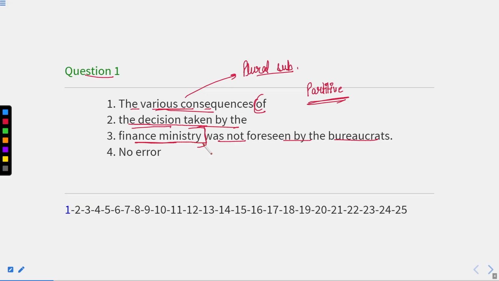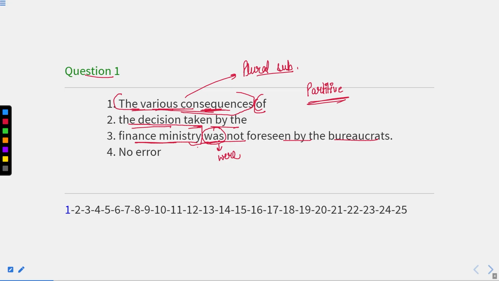Now we know well that we should use the verb according to the subject. If you see this sentence, you will find that various consequences is the plural subject. After that we find the word "was", and was is a singular verb, but here we have a plural subject. So with a plural subject we need to write a plural verb only. So this "was" should be replaced with "were" to make the verb plural.